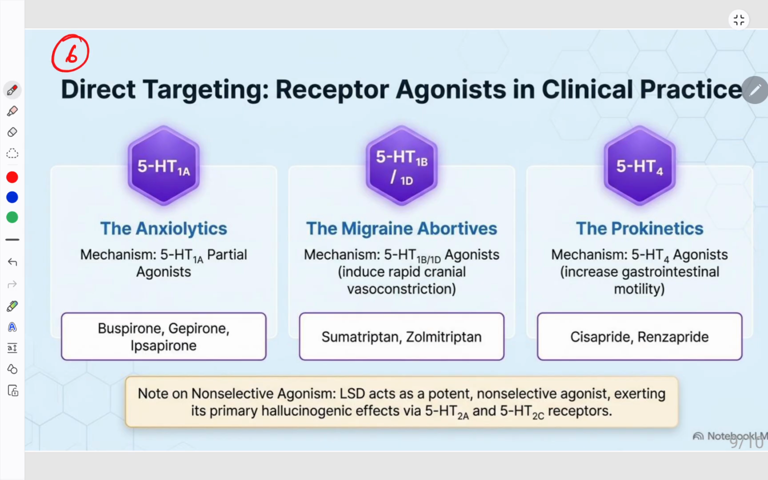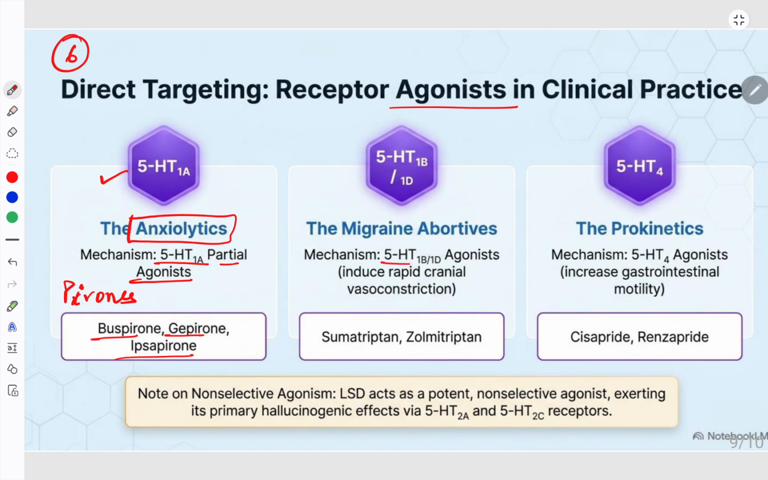The sixth strategy is by targeting the serotonergic receptors using agonists, and this has multiple clinical uses. The drugs which are agonists at 5-HT1A receptors include drugs like buspirone, gepirone and ipsapirone, or all drugs with the suffix pirones, and they are partial agonists at 5-HT1A receptors and have been found useful in the treatment of anxiety. They are anxiolytic or anti-anxiety drugs.